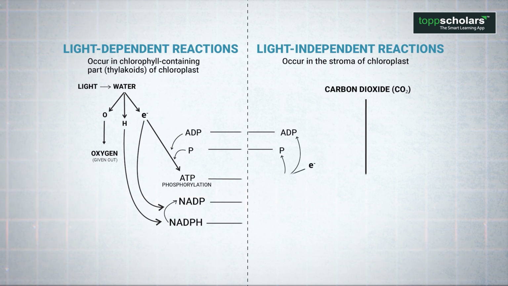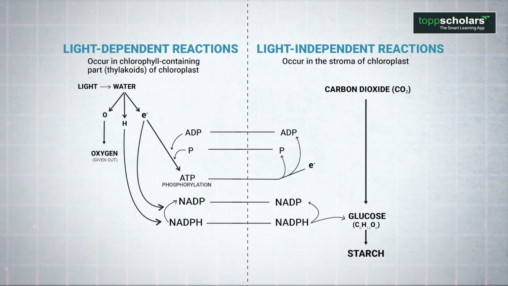And in light-independent reactions, carbon dioxide along with ATP and NADPH forms glucose, and then this glucose is used by a plant. That's all about the summary of light-dependent and independent reactions in a plant.